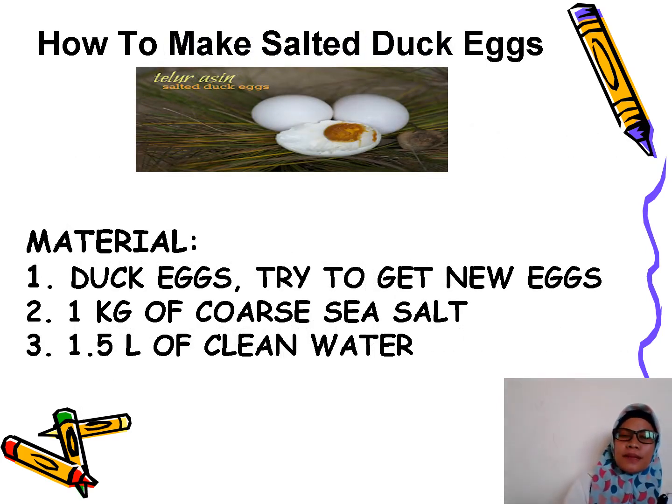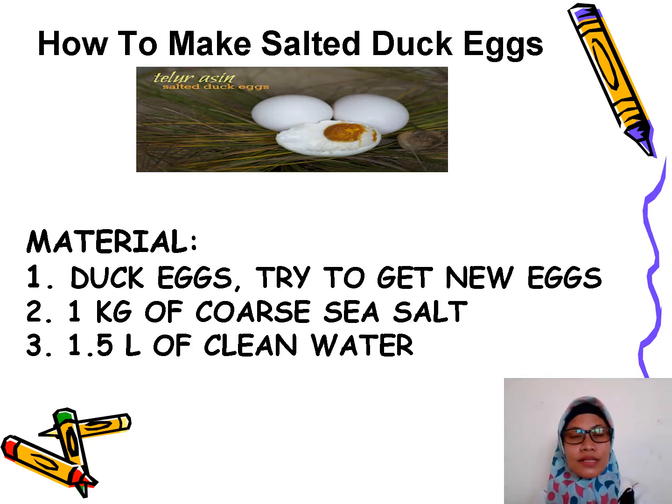Here is an example of a procedure text recipe, how to make salted duck eggs. Jadi di sini contoh dari procedure text recipe, resepnya bagaimana cara membuat telur asin. Here are the materials. Jadi bahan-bahan yang harus disiapkan untuk membuat telur asin, ya. Duck eggs, 1 kilogram of coarse sea salt, 1/2 liter of clean water.